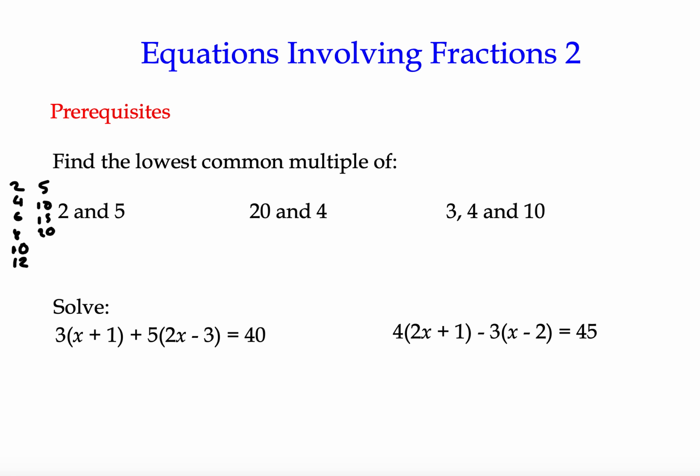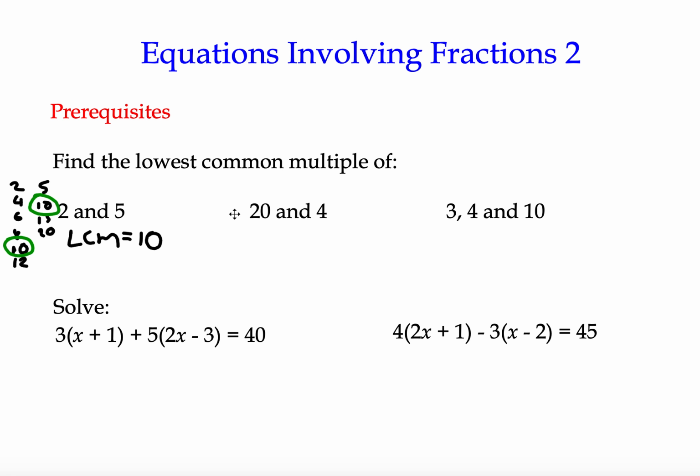So the lowest common multiple of 2 and 5 is the first number that appears in both lists, which of course is 10. So the lowest common multiple of 2 and 5, we can say, the LCM, lowest common multiple, equals 10.